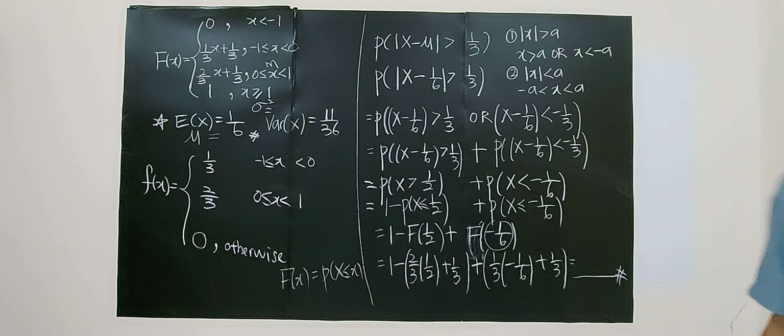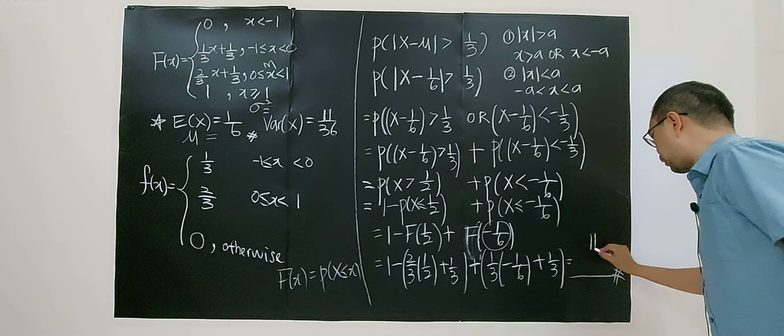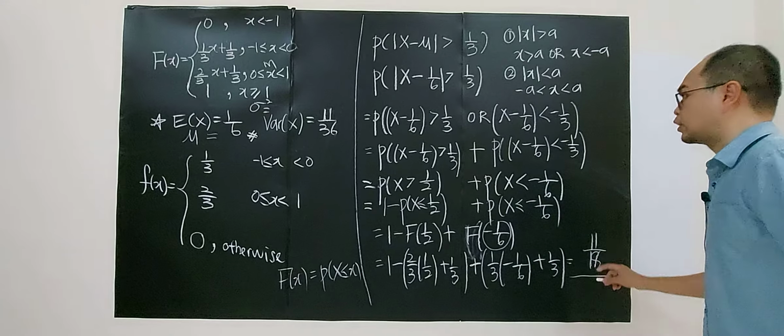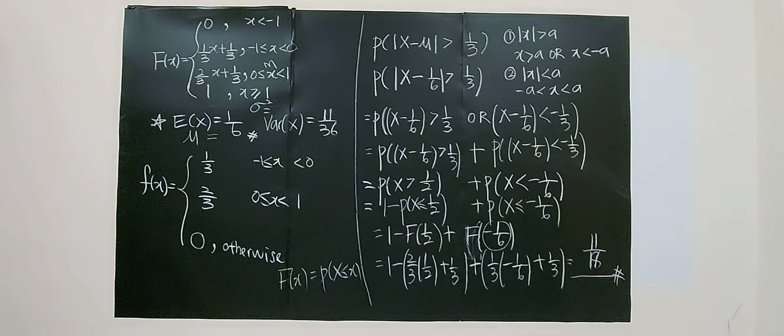Okay, let's evaluate. You get the value of 11 over 18 as the probability for this question. Alright, so hope you understand. Okay, that's all for this problem.